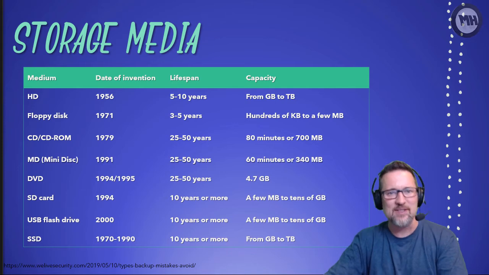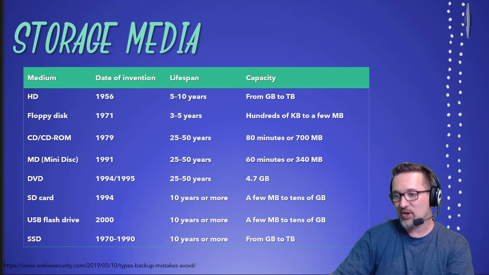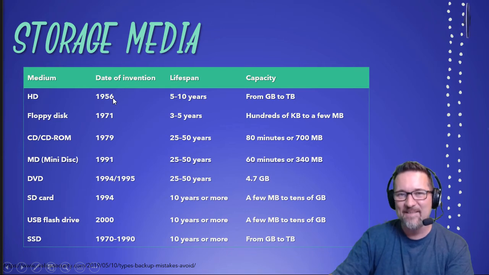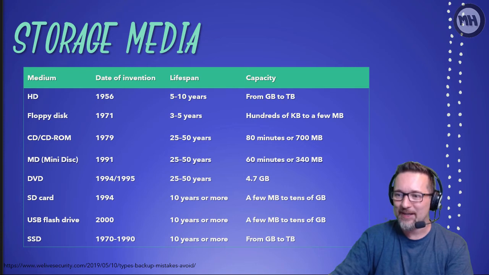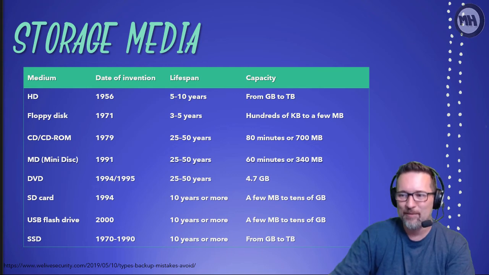Talking about backups and storage, have a look at just some of the storage media we've got here. In terms of date of invention, in order, we started off with HD. That was the hard disk. That was actually invented in 1956, way before my time, I promise you, and yours. And then we have the floppy disk, 1971. CD or the CD-ROM in 1979. I'm a mid-70s baby, so I know these ones. I know the floppy disk, man. I worked with them.